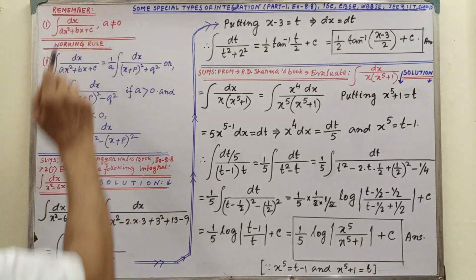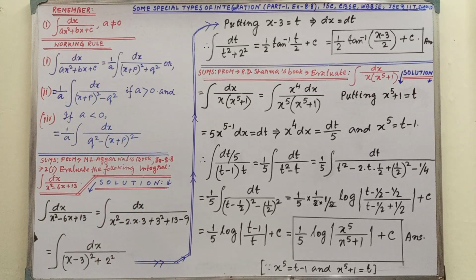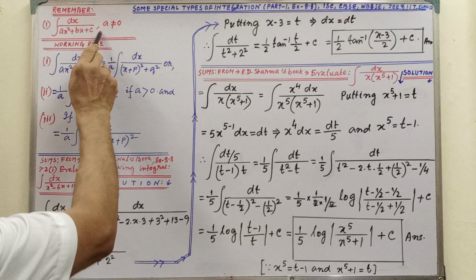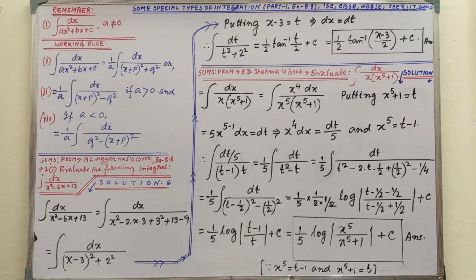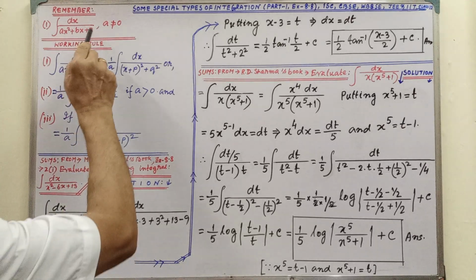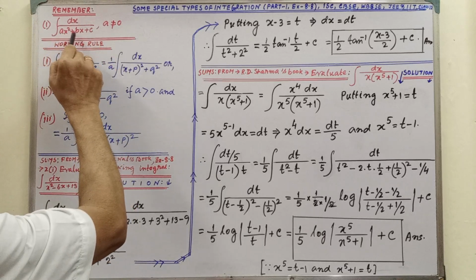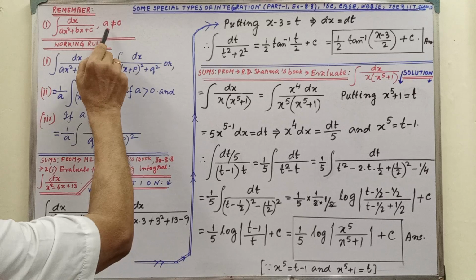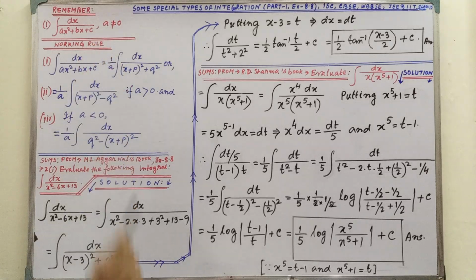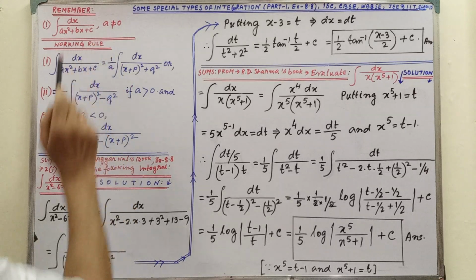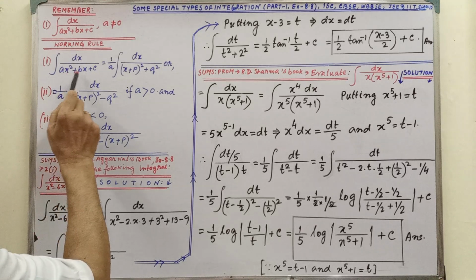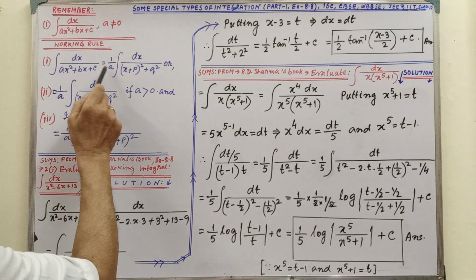First, we have to remember there are 20 types of such equation. One by one, I will show you today. First part, integration dx by ax square plus bx plus c when a not equal to 0. Working rule, we have to bring it to this form.